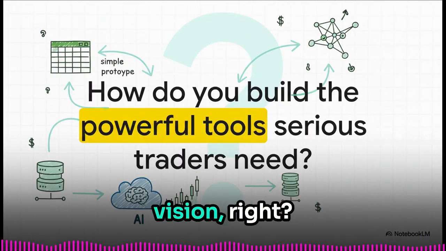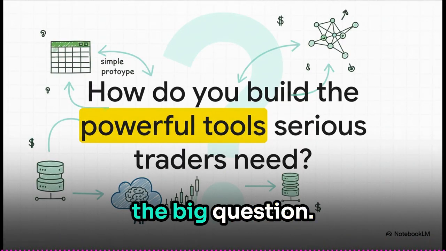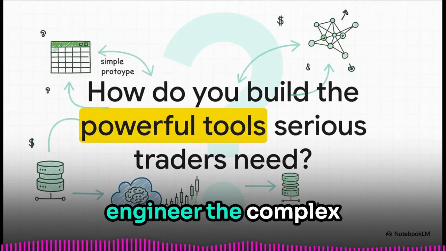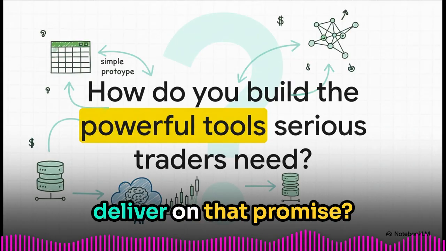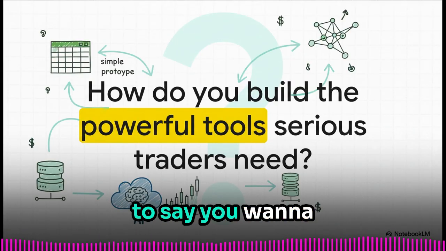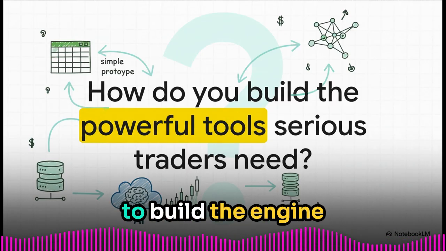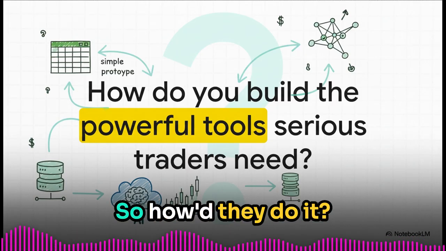Okay, that's a great vision, right? But it brings up the big question. How do you actually engineer the complex, data-heavy tools that can deliver on that promise? I mean, it's one thing to say you want to provide value, but it's a whole other thing to build the engine that makes it happen. So how'd they do it?